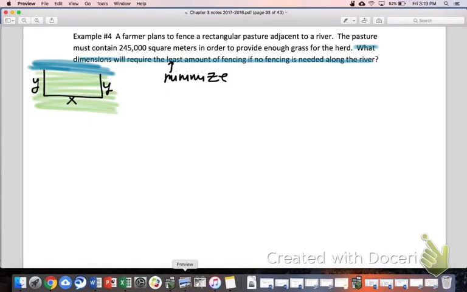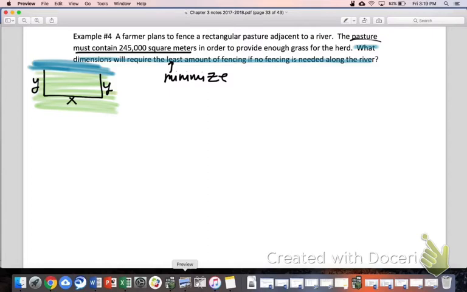But we are restricted by something. We are restricted by the fact that the pasture must contain 245,000 square meters. So let's take a minute here. I want you guys to try to do a couple of things on your own. I want you to figure out what that highlighted phrase means, what dimensions will require the least amount of fencing, and then also the pasture must contain 245,000 square meters. So again, pause the video, try to work with those 2 phrases, see if you can translate them into math from the English that they're written in right now. We'll check it out here in just a second.